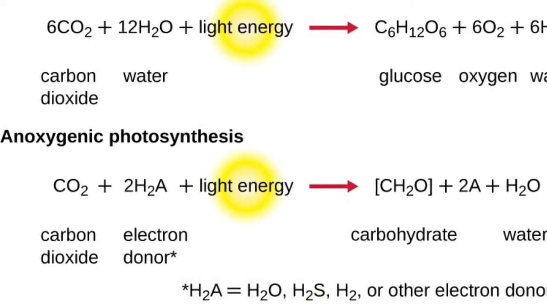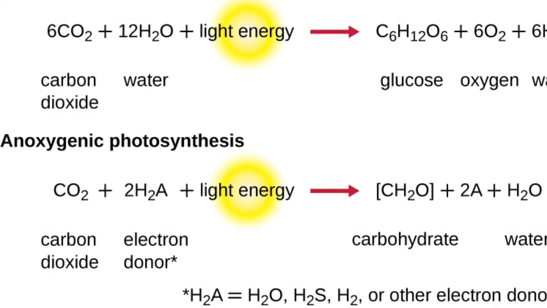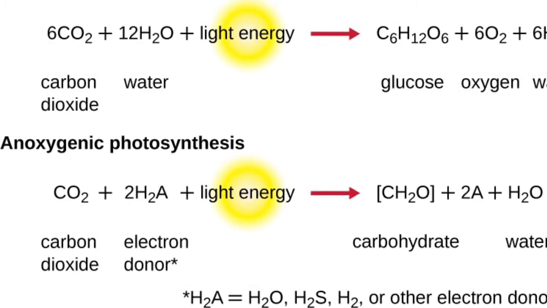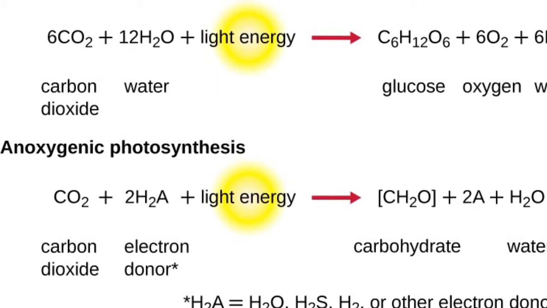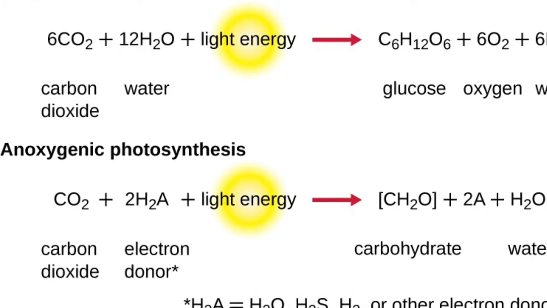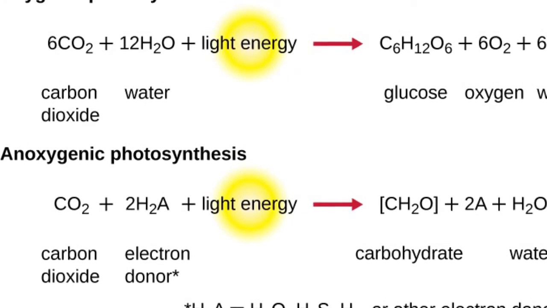There are two types of photosynthesis, oxygenic and anoxygenic. Oxygenic photosynthesis can be expressed as 6H2O plus 6CO2, which results in 1 glucose molecule plus 6O2. This acts as a counterbalance to respiration because it takes in the carbon dioxide produced by organisms and releases oxygen.